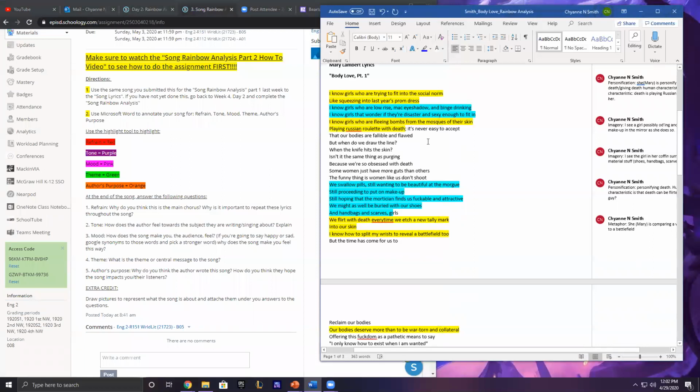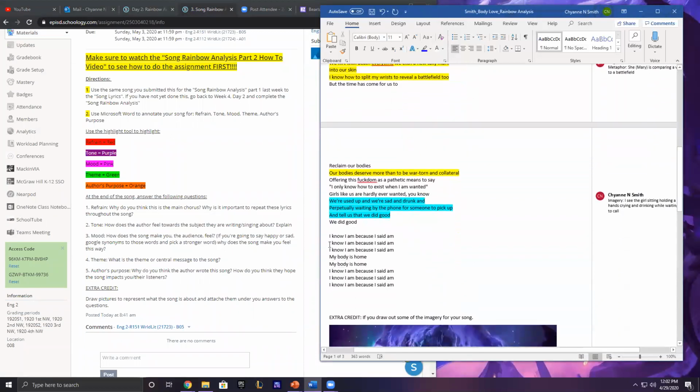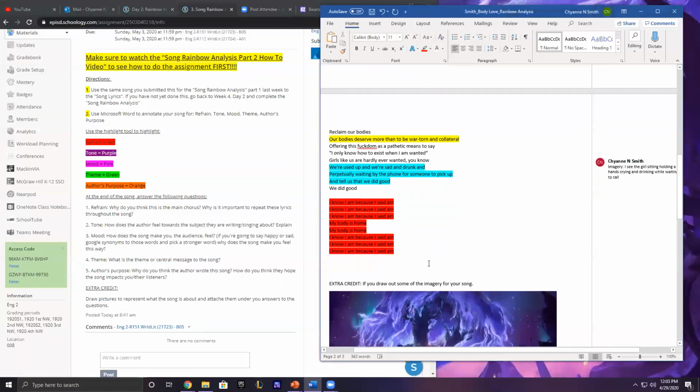In the song that I chose, there is a refrain, and it's here at the end. It's the lines that are repeated. In this case, the refrain is, I know I am because I said I am. It repeats 3 times, followed by my body is home, repeated twice. And then I know I am because I said I am 3 more times. So I'm going to go ahead and highlight that in red for the refrain.